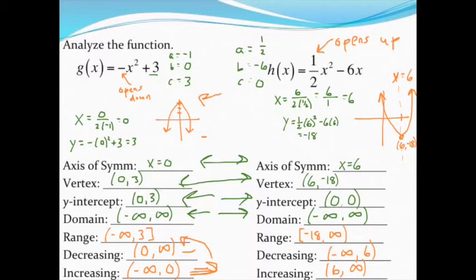Okay. That second graph, my range, my lowest point was negative 18. That's the only time we're using y values, and then it went all the way up to positive infinity. Notice the square bracket around negative 18, which means I can get there. And then finally, my decreasing, increasing intervals, again using just x values.